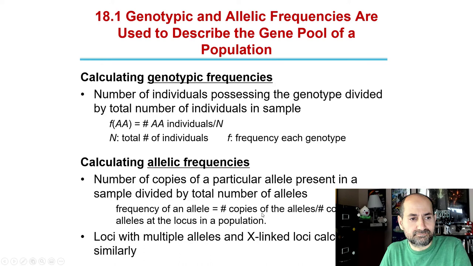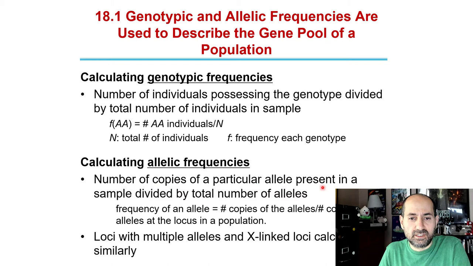So how do you calculate these frequencies, the genotypic frequency versus the allelic frequency? Well, for genotypic frequency, it's very simply the number of individuals with the genotype divided by the total number. So if you're looking at homozygous dominant for A, right, big A, big A, the F stands for frequency. So the frequency of big A, big A would be simply, very simply, the number of big A individuals in the population divided by the entire number of individuals in the population. Simple as that. Same thing with allelic frequencies. Number of copies of a particular allele present in a sample divided by total.